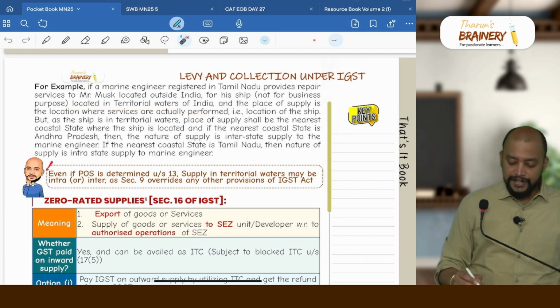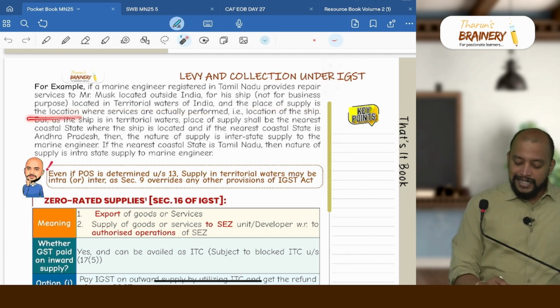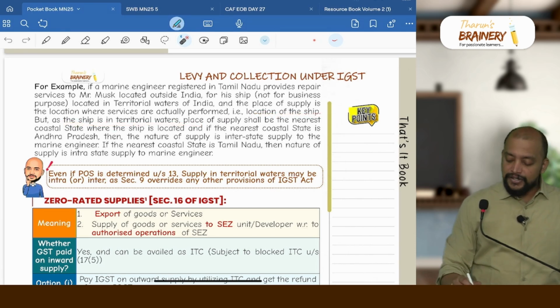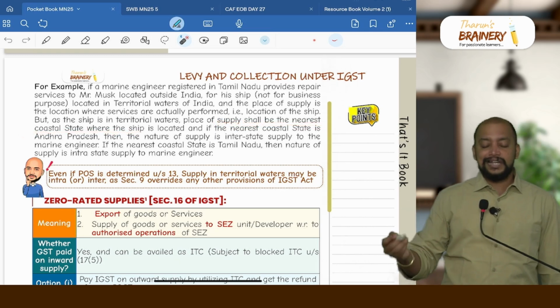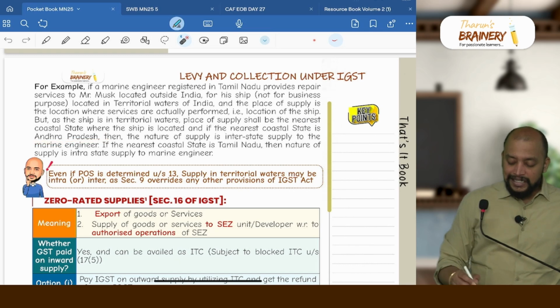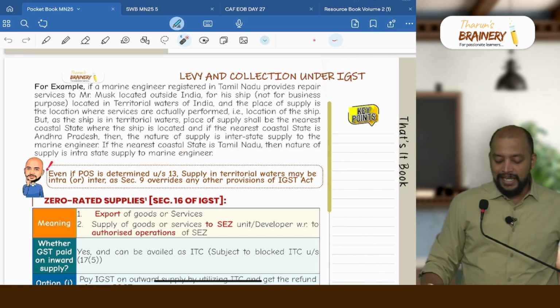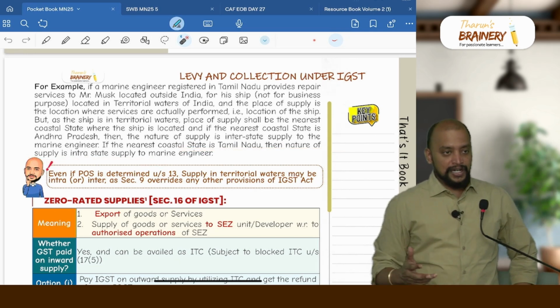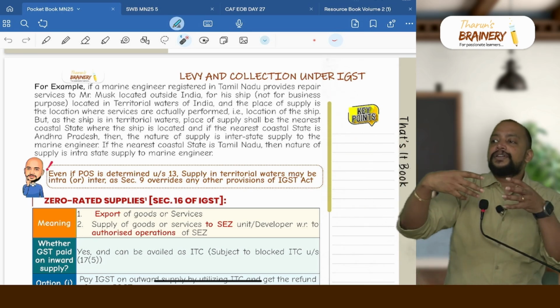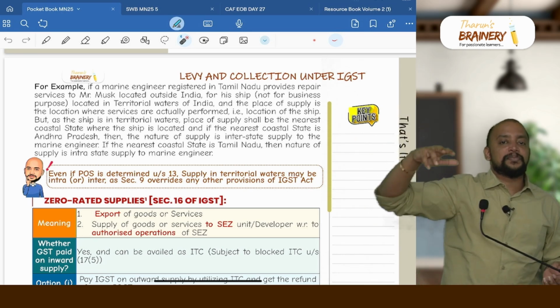Located in territorial waters of India, and the place of supply is the location where service are actually performed, that is location of the ship. But as the ship is in the territorial waters, so place of supply shall be the nearest coastal state where the ship is located, and if the nearest coastal state is in Andhra Pradesh, then the nature of supply is interstate supply to the marine engineer. If the nearest coastal state is Tamil Nadu, then the nature of supply is intrastate supply to marine engineer, because if the marine engineer is actually located in Tamil Nadu, nearest coastal state Tamil Nadu, intra. Suppose if the nearest coastal state is Andhra Pradesh, it is inter.